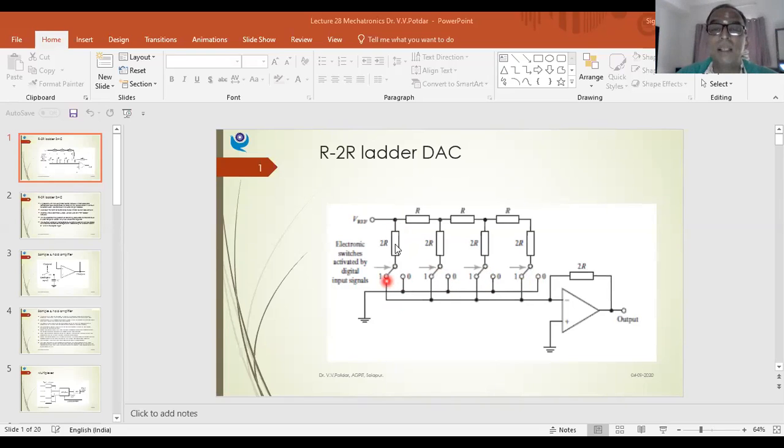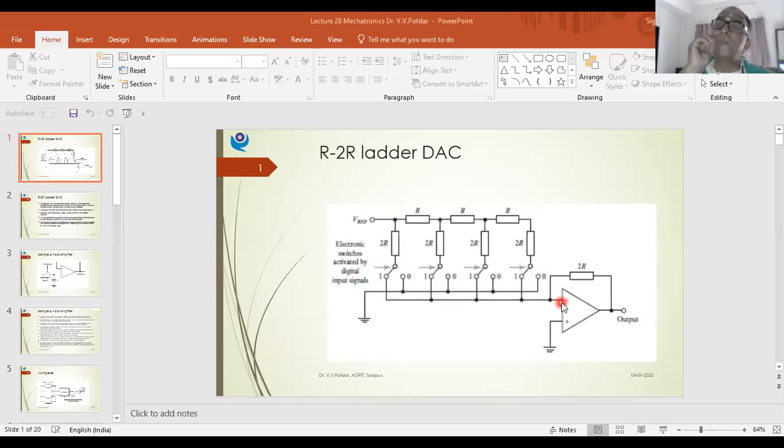So 1 means this switch will be operated, and whatever is the reference voltage corresponding to my 2R resistance will be applied to the inverting terminal of the op-amp. The remaining will be shifted to 0, so there will not be any impressed voltage as such, as you can see. So this will be my equivalent representation of the analog signal.